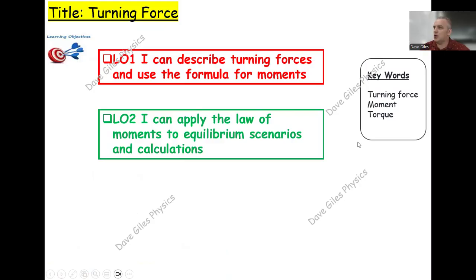Okay, that's it for today. I'll be uploading the next lesson soon. So now you should be able to describe turning forces, use the formula for moments, and apply the law of moments to equilibrium scenarios and calculations.